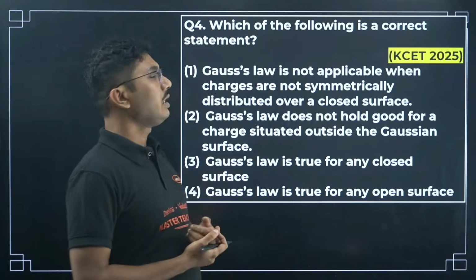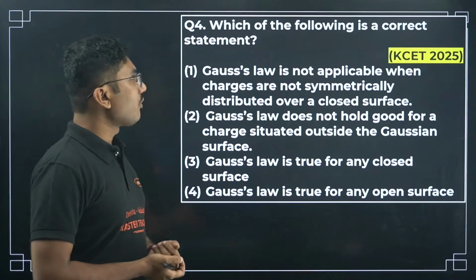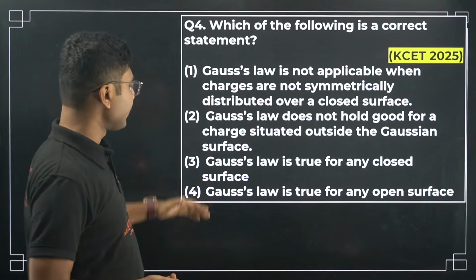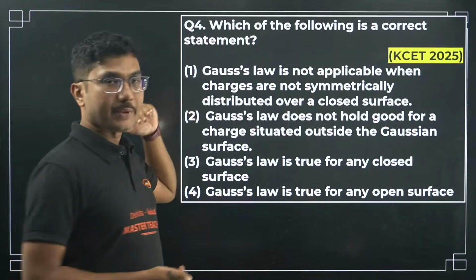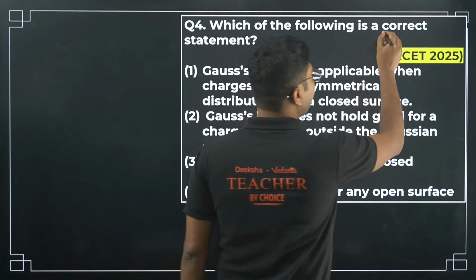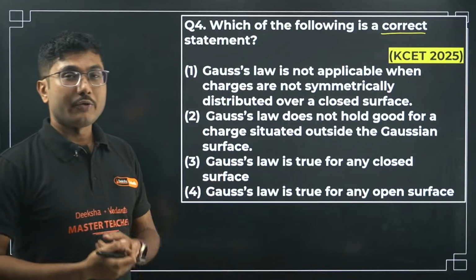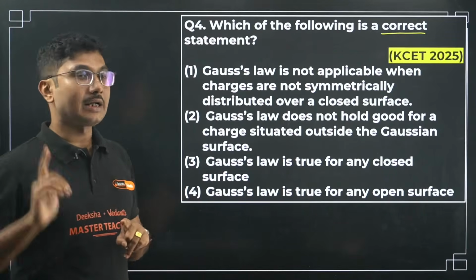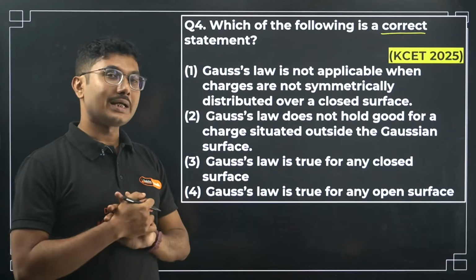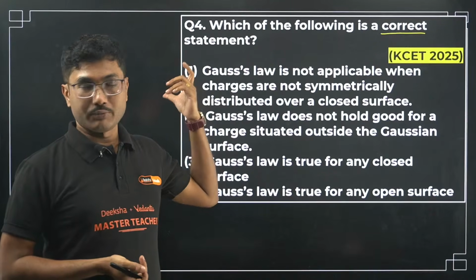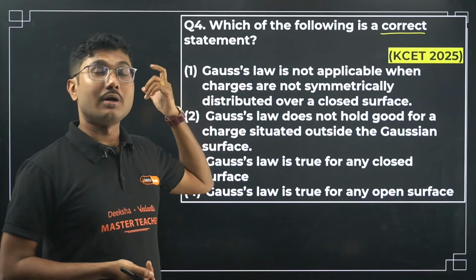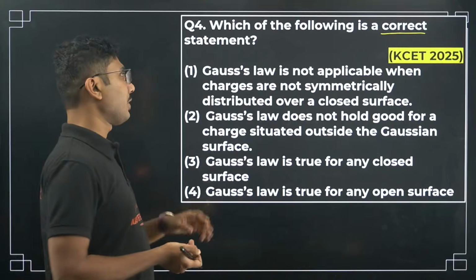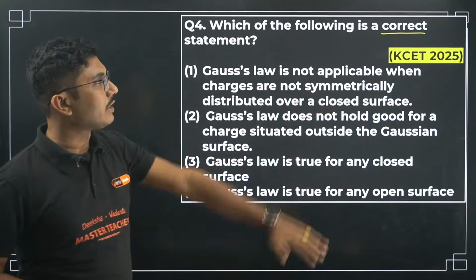Now let us move on to question number 4. Which of the following is a correct statement? There are 4 statements, which means 3 of the statements are wrong. Again, for statement-based questions you have to check whether you are trying to find the correct statement or the false statement. That is an important checkpoint, because sometimes they will ask you to find the incorrect statement. In that case 3 of them will be correct and 1 will be incorrect. Here they are asking you to find the correct statement.